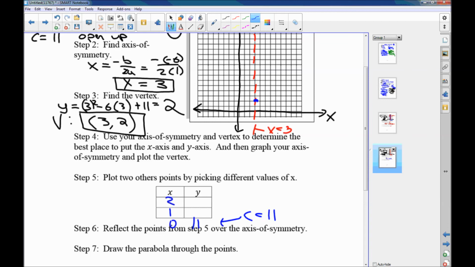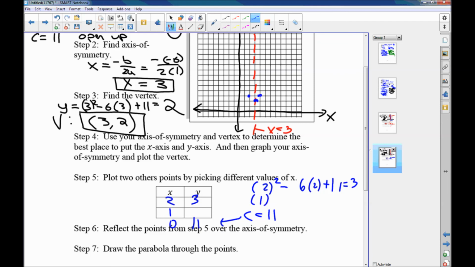All right, so if I plug 2 in, I'm going to go ahead and write this out. So that would be 2 squared minus 6 times 2 plus 11. So 4 minus 12 plus 11 is going to be equal to, let's see, 4 minus 12 is negative 8. Negative 8 plus 11 is 3. So (2, 3). All right, so that's 2 over, 3 up. And then we try 1.